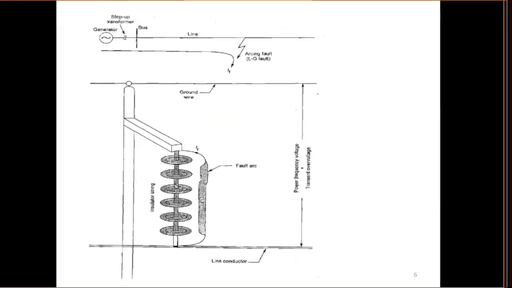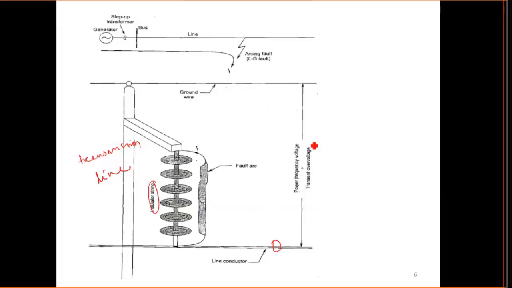So what are we seeing here? We are seeing a fault that we call an arcing fault. This is a transmission line, right? This is your line conductor, and these are your string insulators. Generally, insulators are provided to give insulation between the live line and the tower, because the tower is always grounded. And this is your ground wire, right?